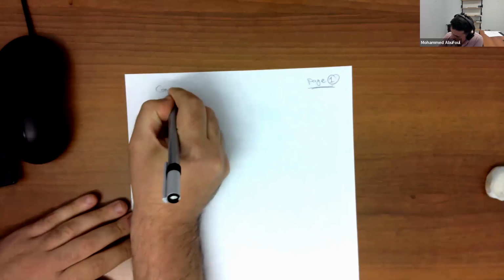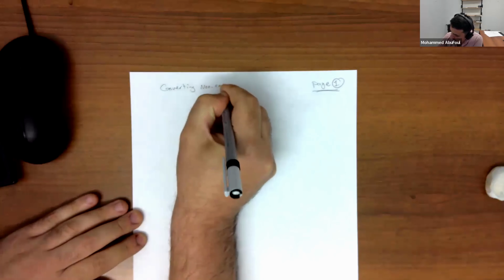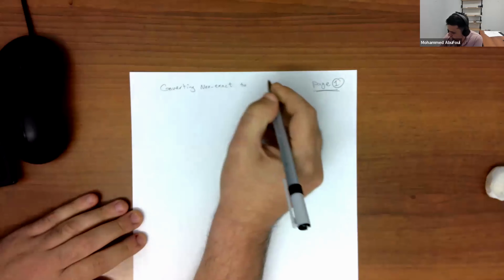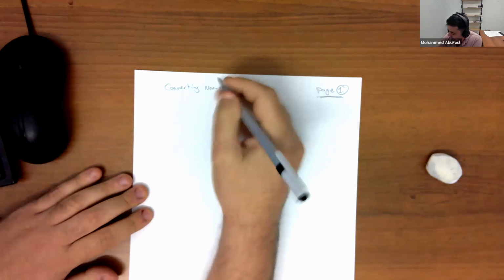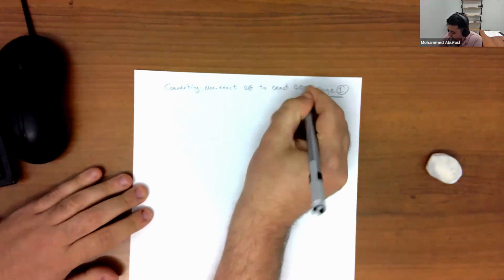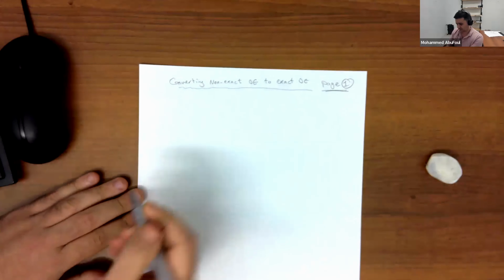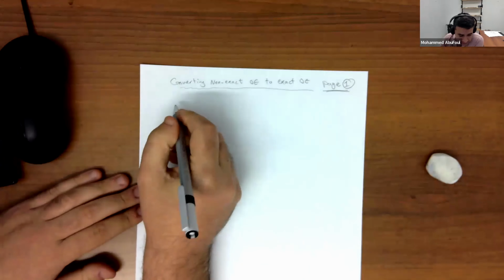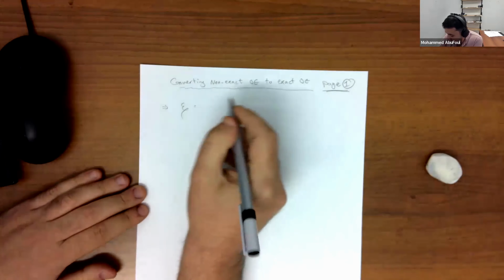Converting a non-exact differential equation to an exact differential equation. What we want to find is called zeta, and zeta is equal to what?